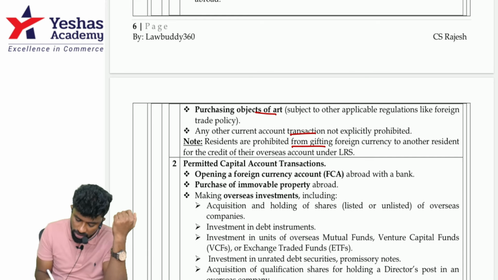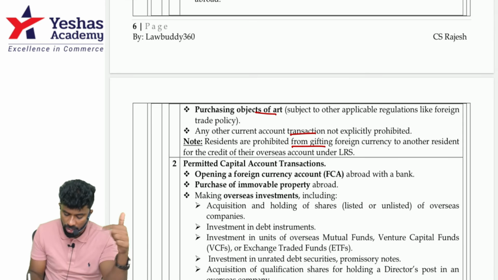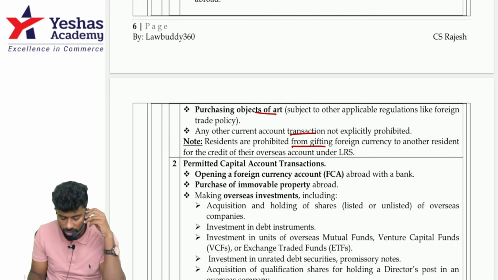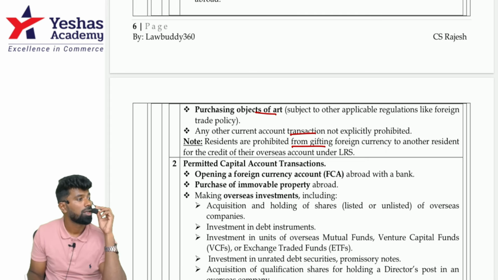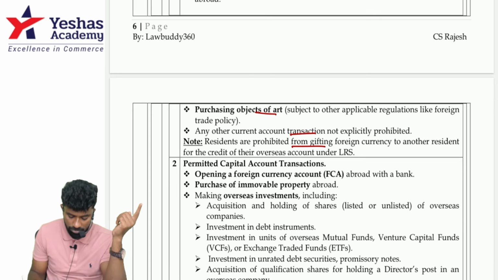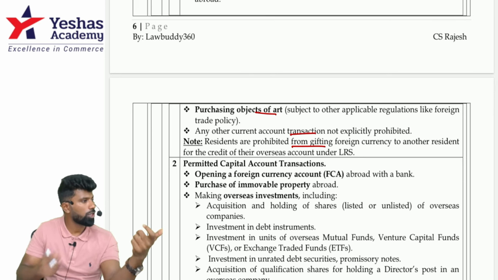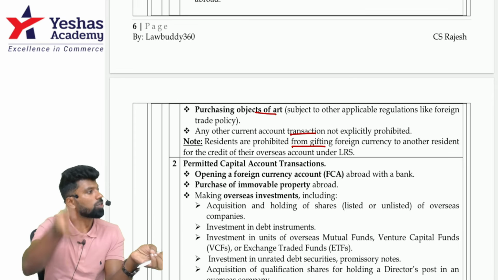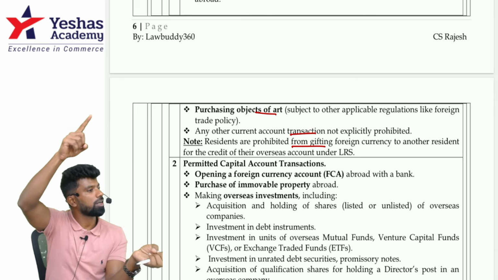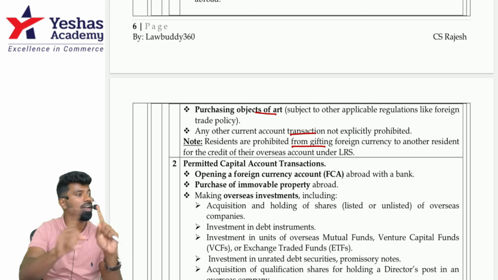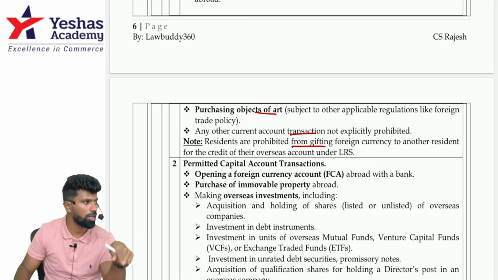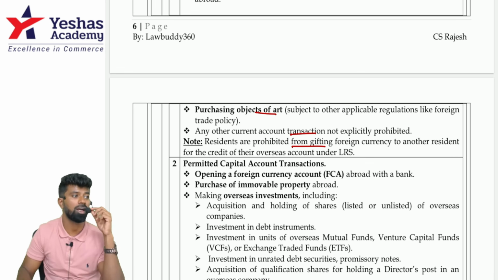Residents are prohibited from gifting foreign currency to another resident for the credit of their what account? Overseas account. Under what scheme? LRS scheme. You cannot gift the foreign currency to one more resident to credit where? Outside India. That kind of exchange is not allowed as per which scheme? Liberalized remittance scheme. Clear? So based on this, there can be a question in the examination.